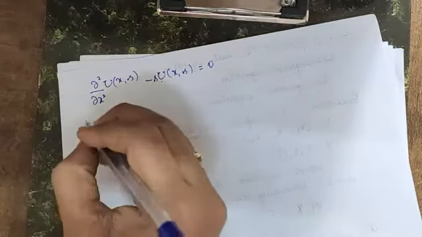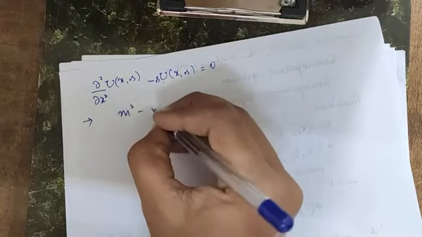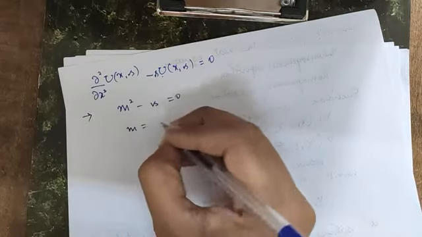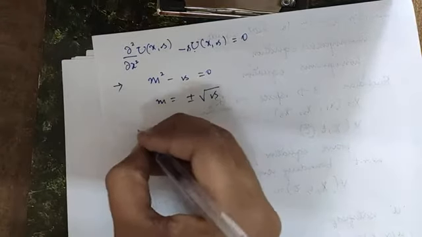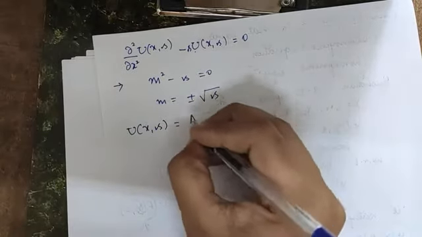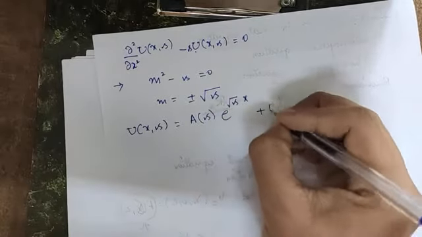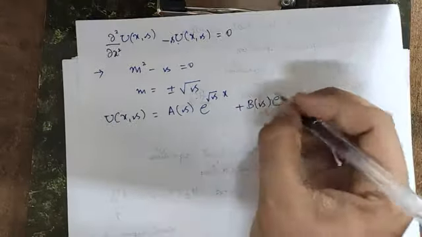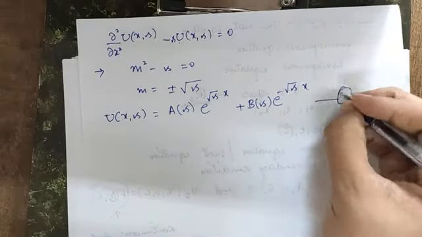Now I will use the auxiliary equation concept. So I can write this as m square minus s is equal to 0. So roots of m are m is equal to plus or minus root s. Now I should write the solution using these roots. So u of x comma s will be equal to a of s into e power root s into x plus b of s into e power minus root s into x. I will call this equation number 5.